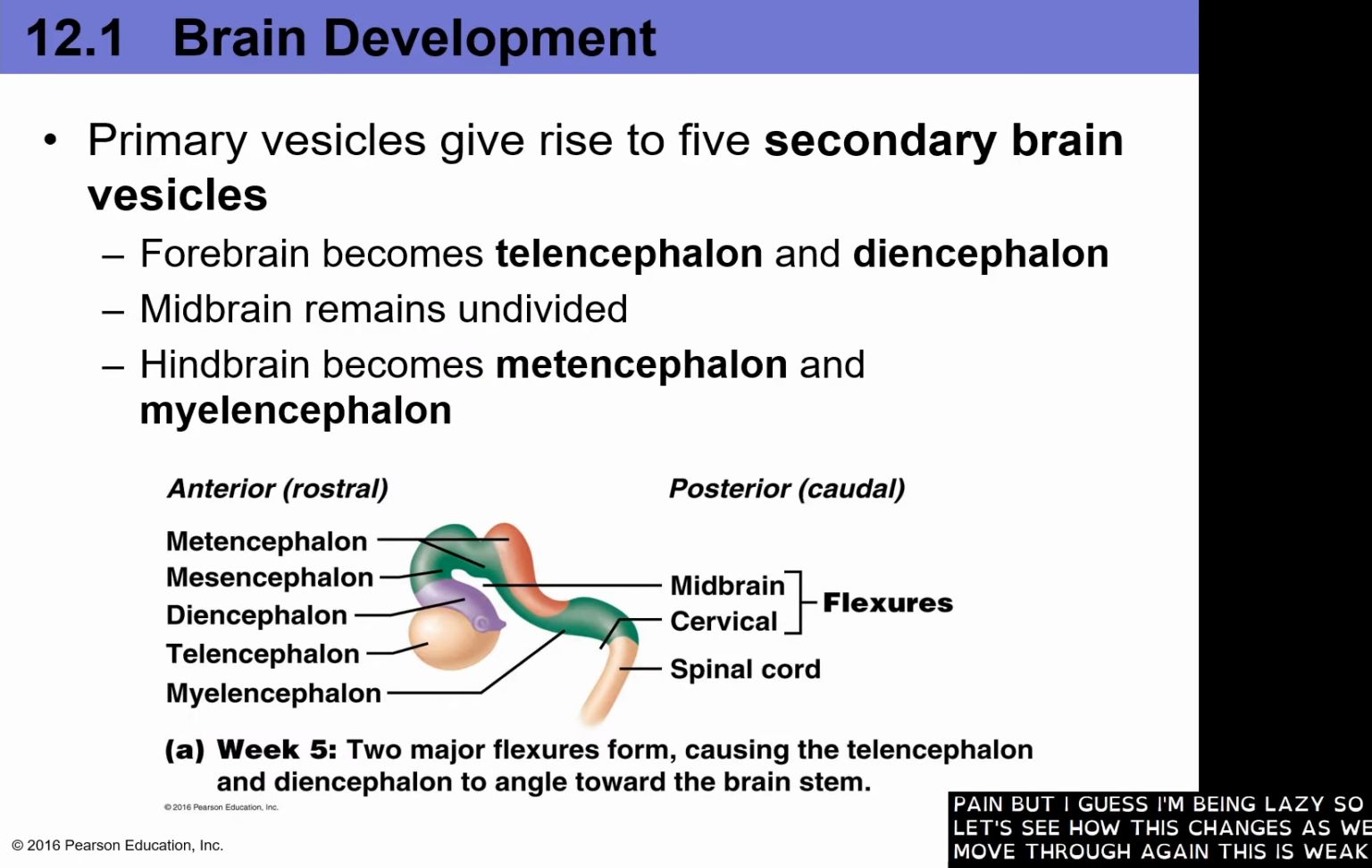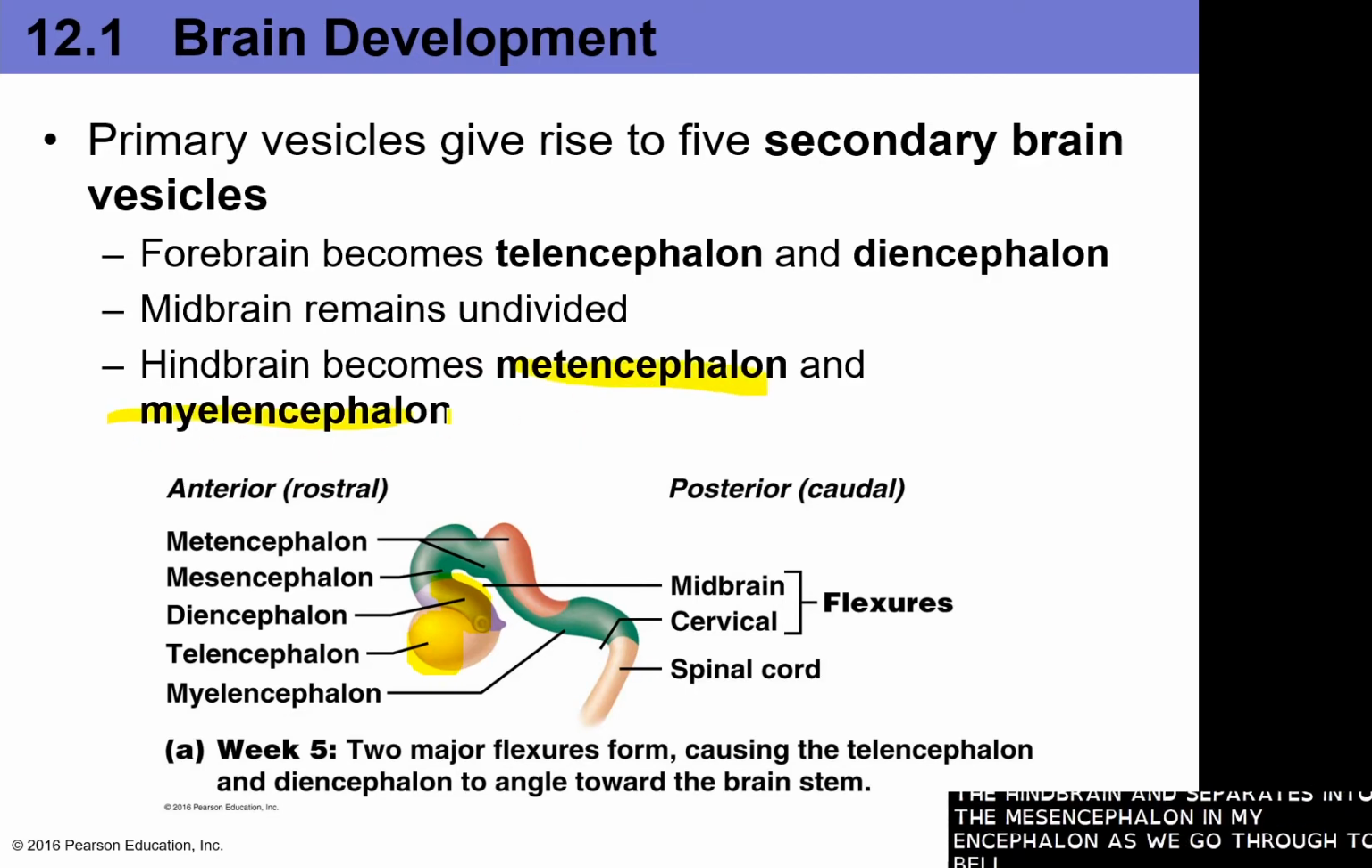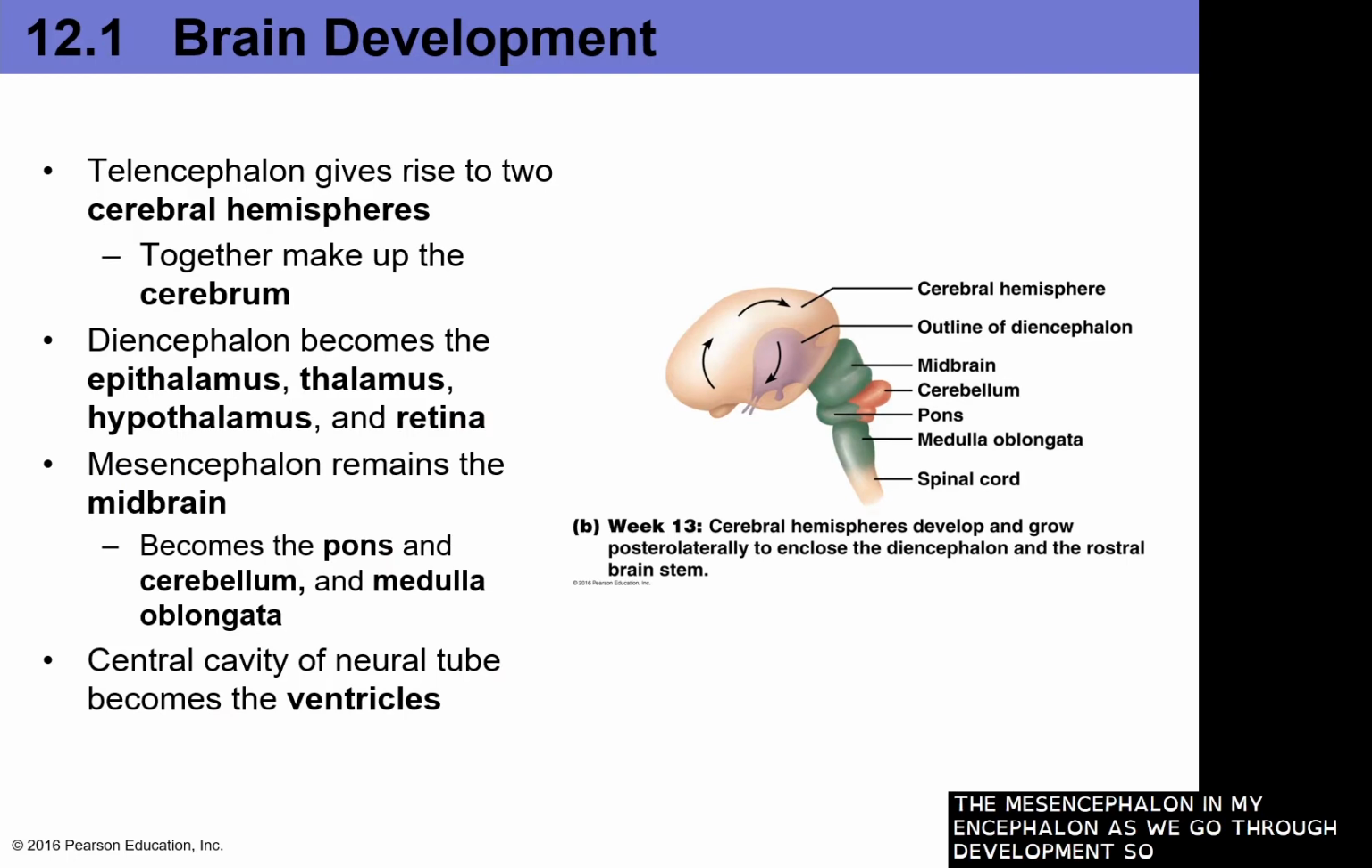Again, this is week 5 here, and this is just talking about the telencephalon, this forebrain region, and then the diencephalon is right back here. Those are two of the key parts that we want to watch. The hindbrain then separates into the metencephalon and myelencephalon as we go through development. That telencephalon ends up being your left and right cerebral hemispheres, which we'll talk more about later. But here it shows that wrapping mechanism as it wraps around.